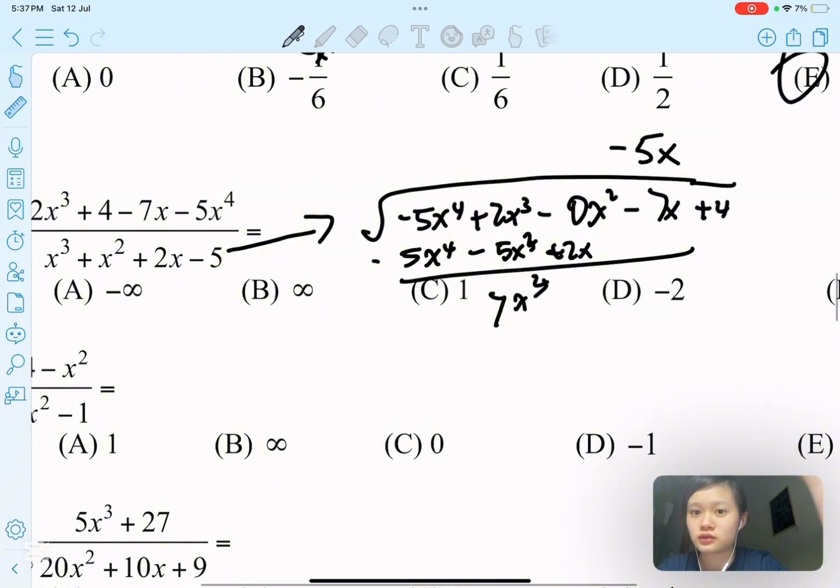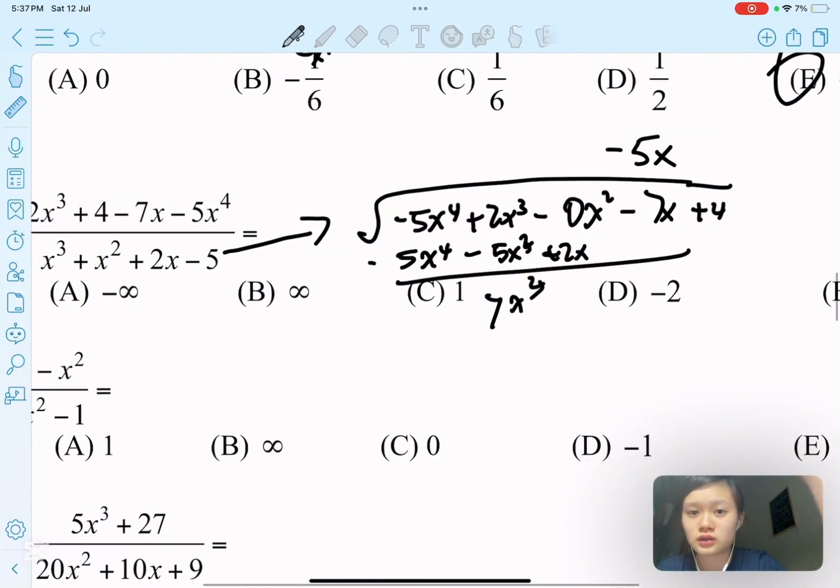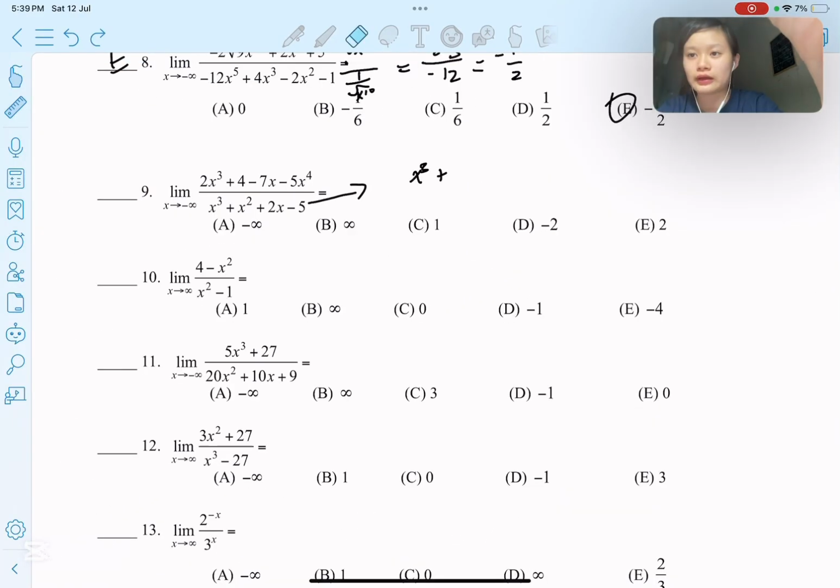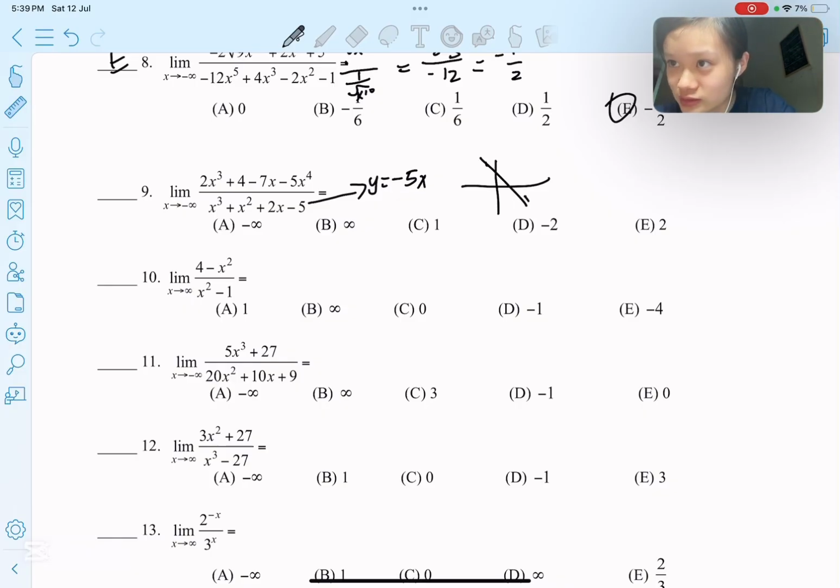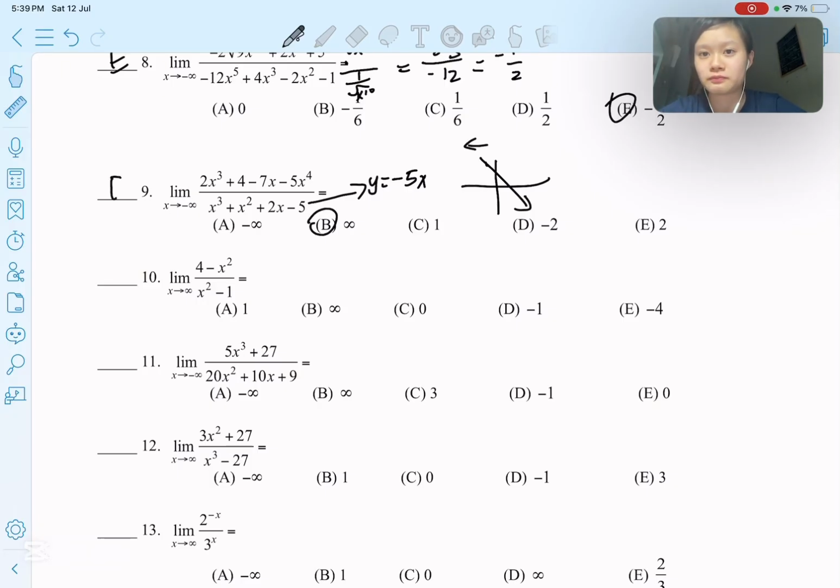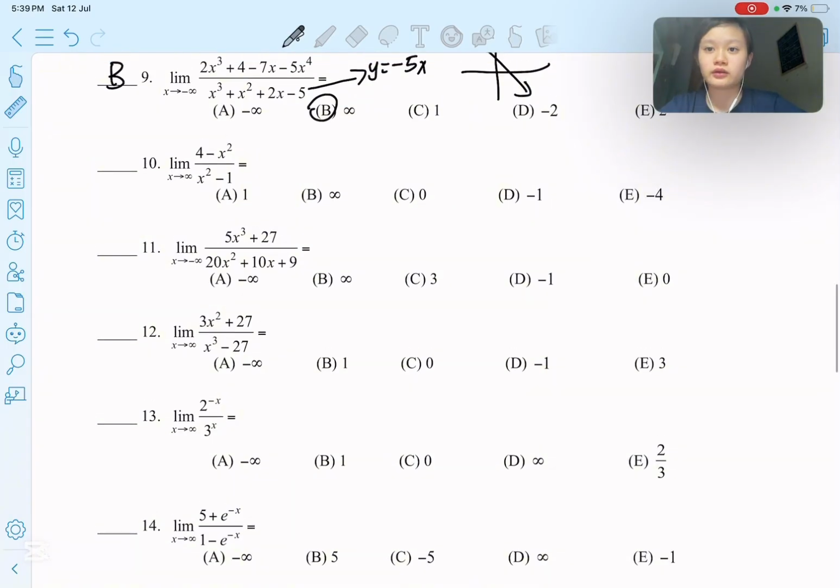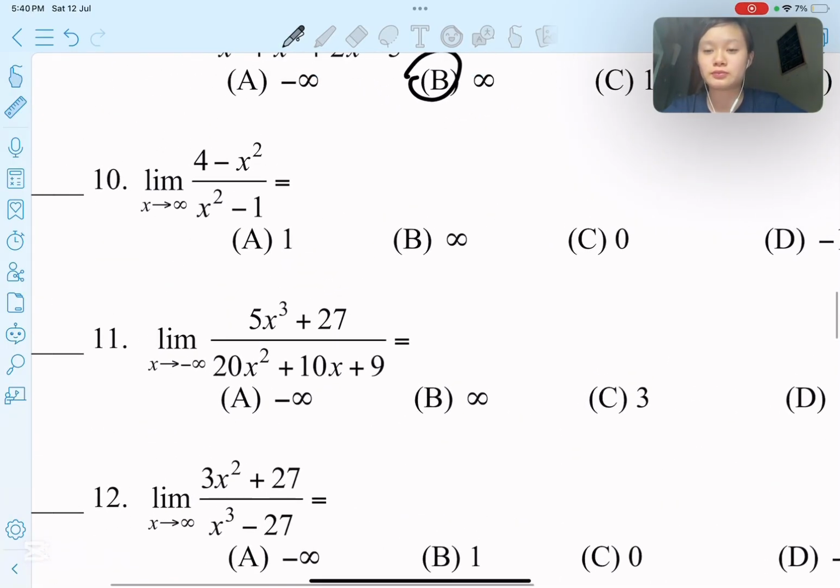And then we would need, and that's it. So after that, you get your oblique asymptote or slant asymptote as negative 5x plus some remainder. So we know that negative 5x is something like this. So as the limit of x approaches negative infinity, it will go up. So B. Okay? Alright, so next one, it's pretty easy.